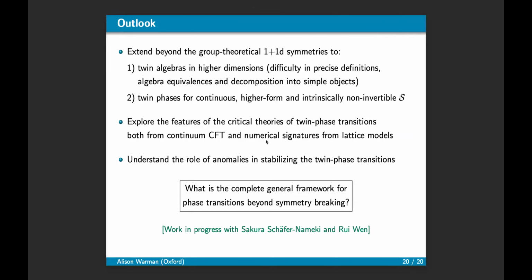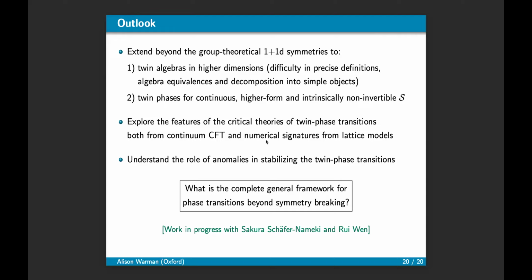Now, there are many possible generalizations and extensions of this, in particular for non-group theoretical categories or even group theoretical categories in higher dimensions. This has some mathematical difficulties for the precise definitions and the equivalence relations and mathematical objects. Then, it would be quite nice also to determine whether there are twin algebras and twin phases for non-group theoretical fusion categories, where the full algebraic classification isn't really well known, even in the maths literature.